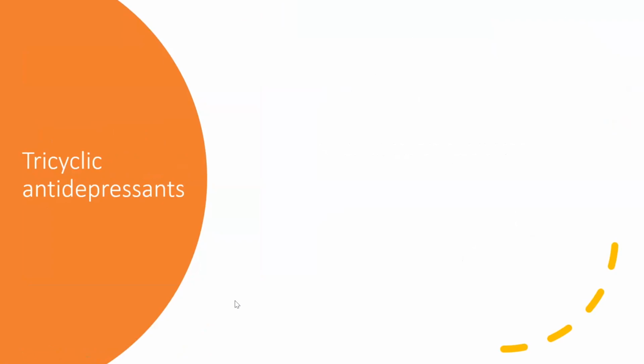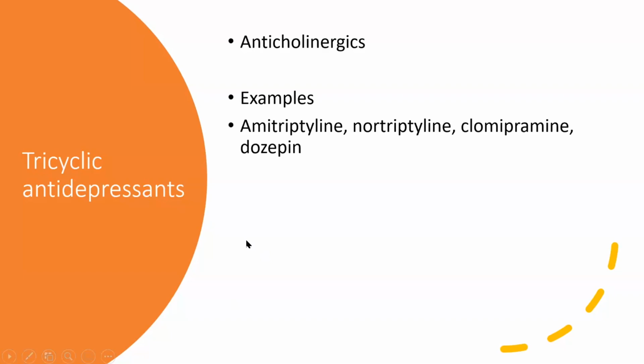What examples of a tricyclic antidepressant do you know? Yes, amitriptyline, clomipramine, imipramine. Sertraline, I think, is an SSRI. Another way to think of them is as anticholinergics because they have similar effects. Amitriptyline, nortriptyline, clomipramine, dosulepin. These are all examples of tricyclic antidepressants.